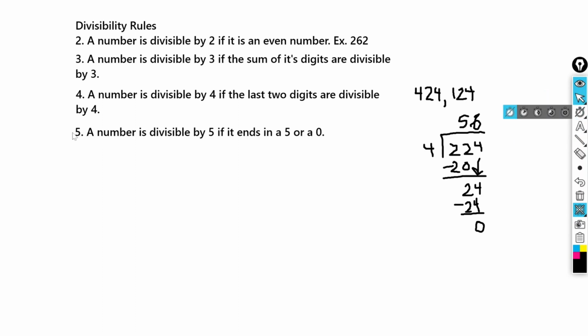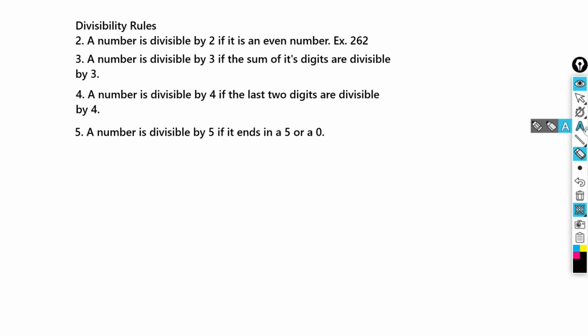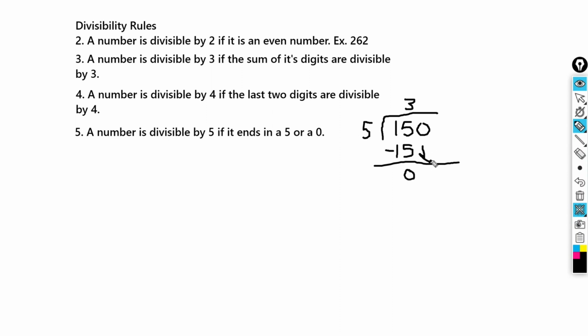Okay, so a number is divisible by 5 if it ends in a 5 or a 0. So let's get rid of this here, and let's take a look at a number that's divisible by 5. So 150 ends in a 0. That's divisible by 5, so let's try it out. 5 goes into 15 3 times. And 15 minus 15 is 0. We bring down the 0. 5 goes into 0 0 times. So we have a remainder of 0.